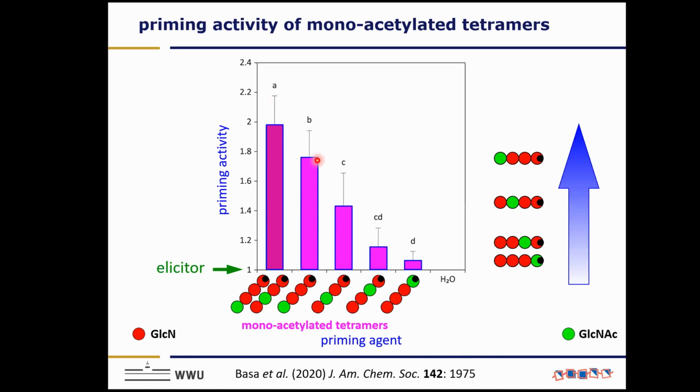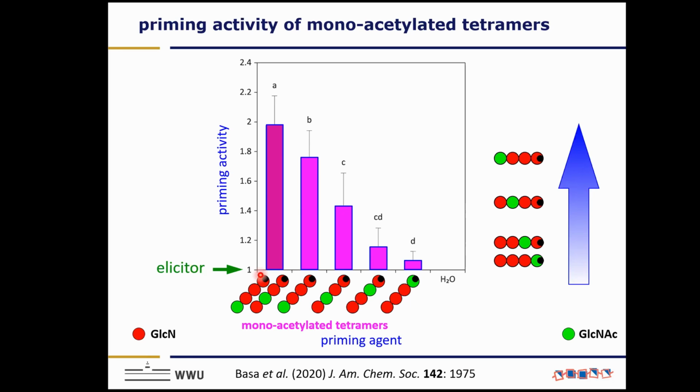The more the acetylated unit moves towards the reducing end, the lower the priming activity. Interestingly also, this one is a mixture of the two most active ones. So the one with the acetylated unit at the non-reducing end, and the one with the acetylated unit next to the non-reducing end. These two oligomers are in a mixture of 1-to-1.